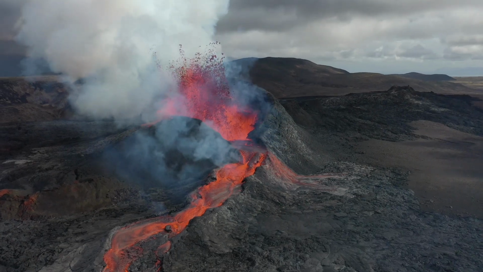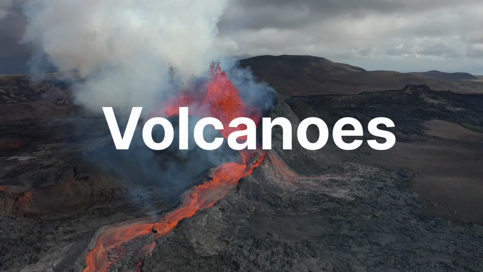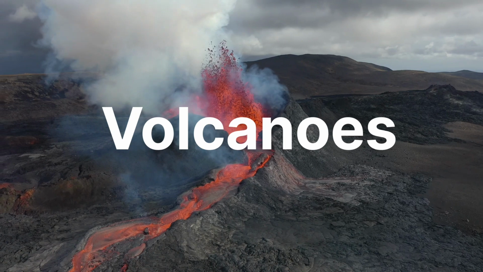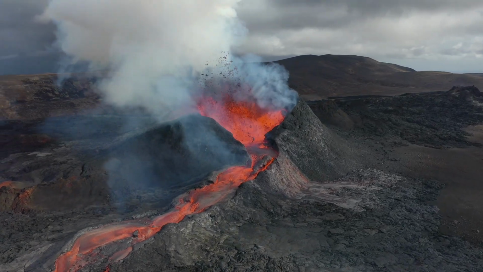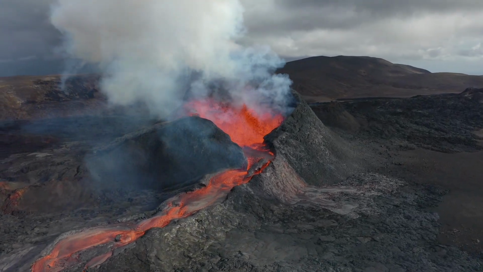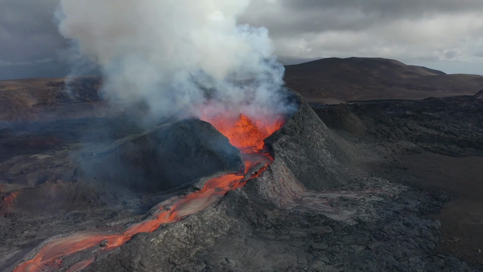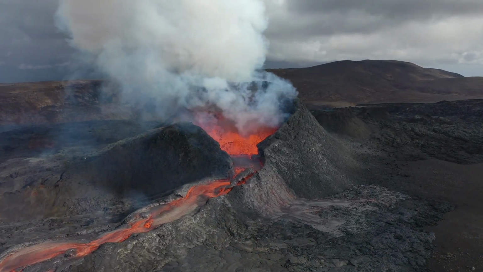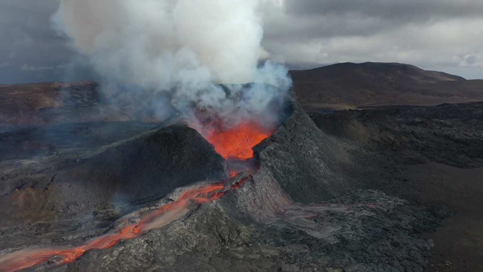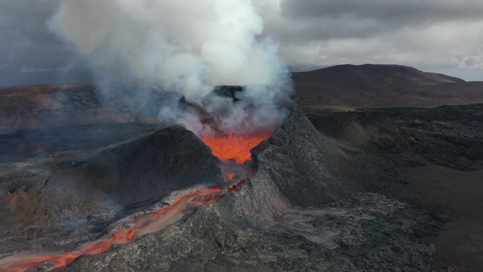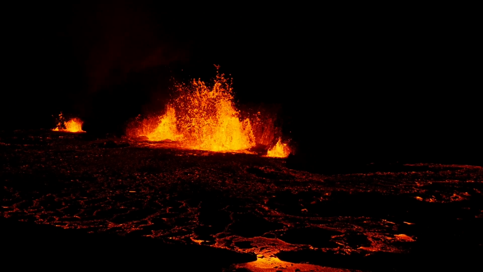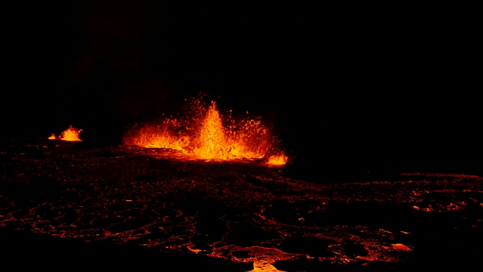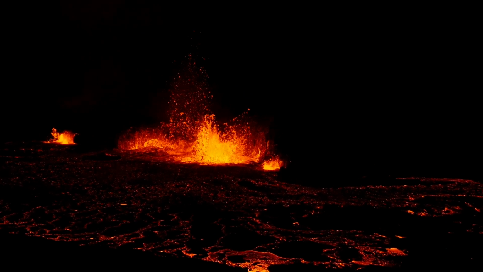Volcano formation process. Volcanoes are formed through a combination of geological processes. They are typically associated with tectonic plate boundaries, where the Earth's crust is divided into several large plates that float and move on the semi-fluid layer below. There are three main types of volcanoes: subduction zone volcanoes, rift zone volcanoes, and hotspot volcanoes.